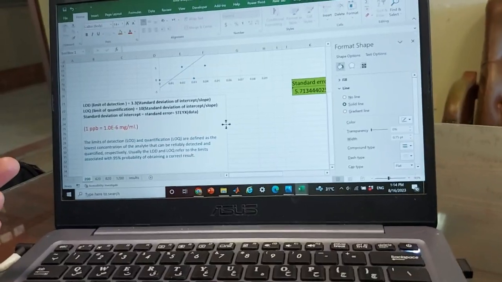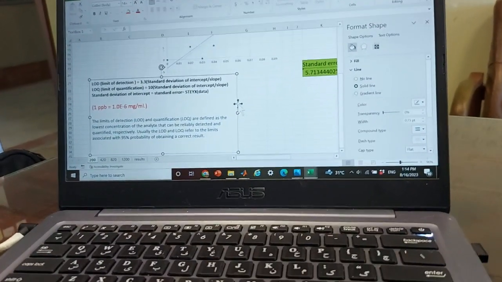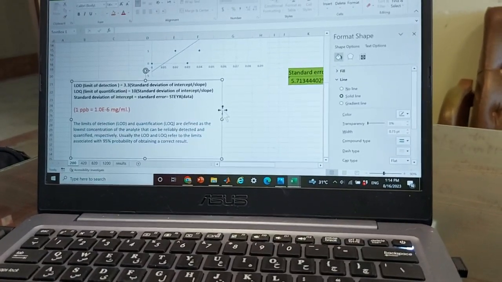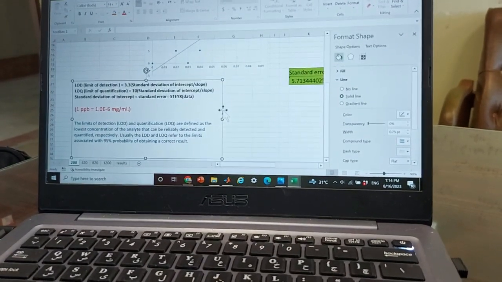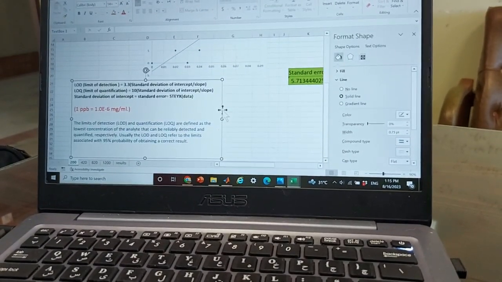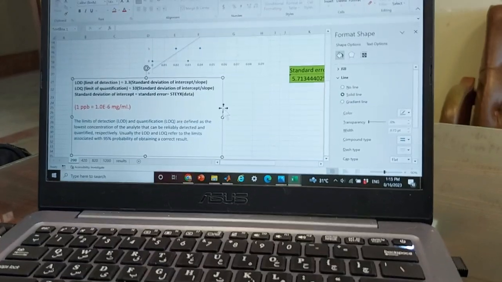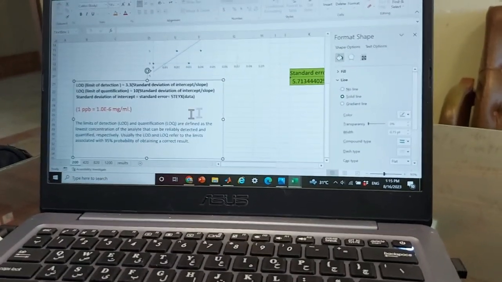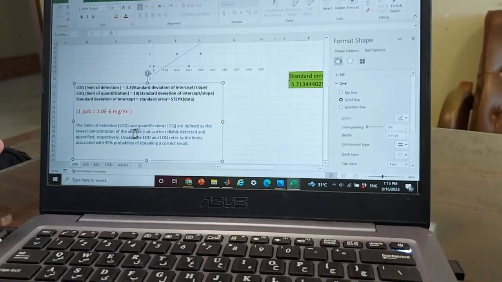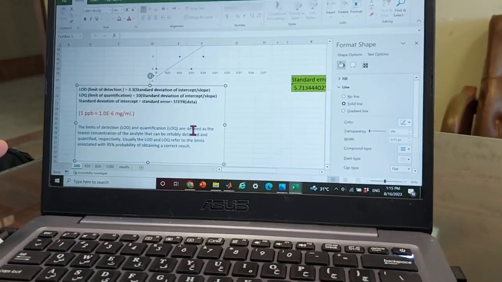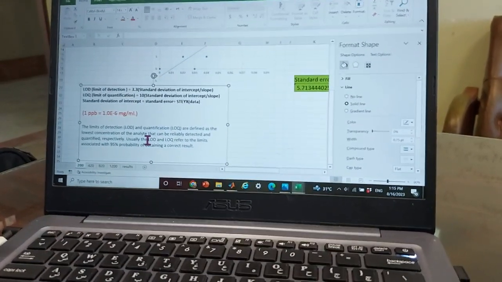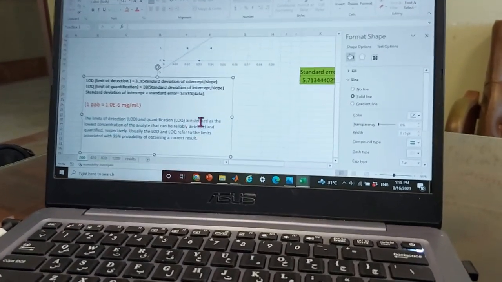This is important for sensors. When we are fabricating a sensor, there are some parameters that we need to calculate. One is sensitivity. How sensitive our sensor is to, for example, the target that we are applying here. The next one is LOD, limit of detection. Limit of detection, as explained here, is the lowest concentration of the analyte that can be detected.